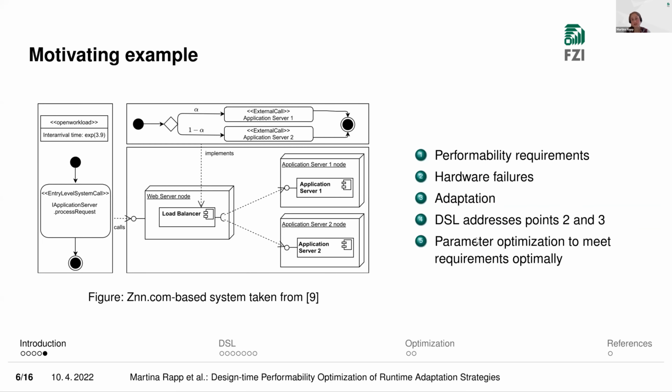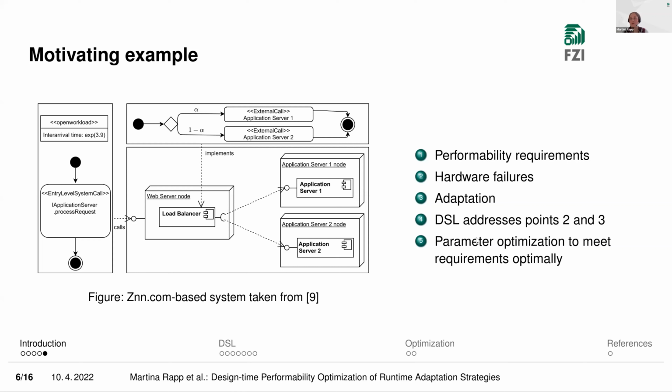To illustrate our vision, we use the well-known ZNN example. This figure shows different Palladio model views of this ZNN example. On the left-hand side, you can see the model of the user workload. On the top, you can see the probabilistic load balancer behavior. And on the bottom right, you see the deployment view.